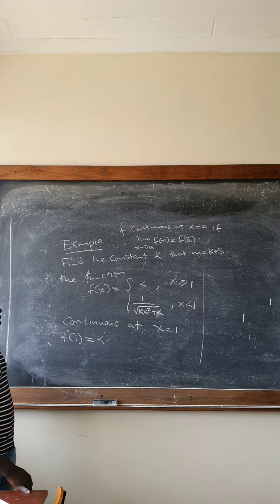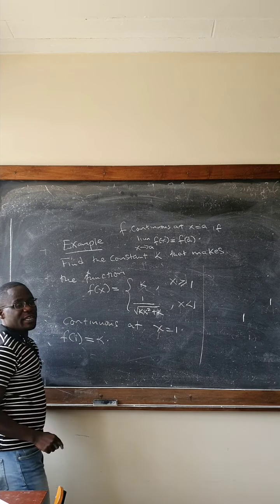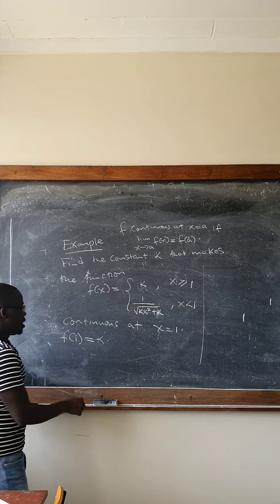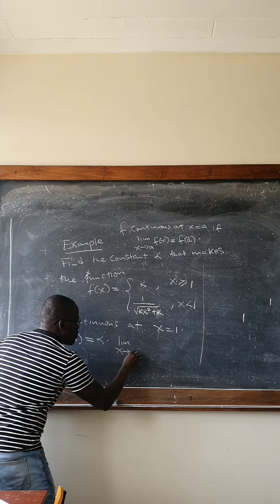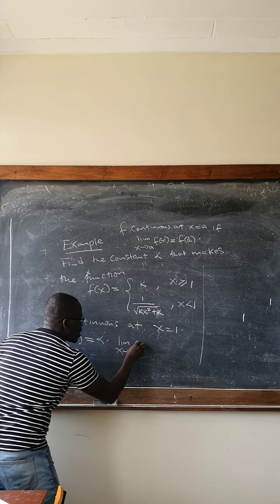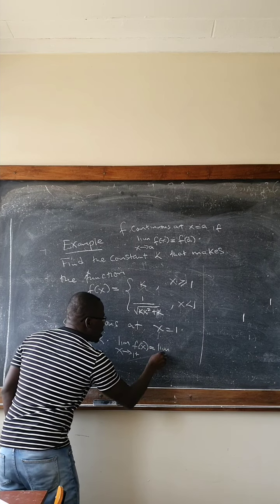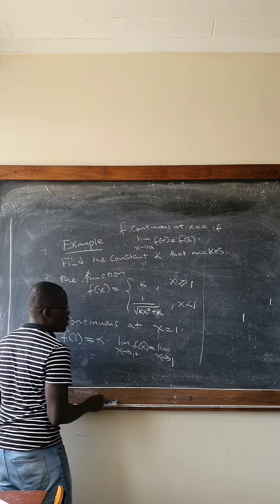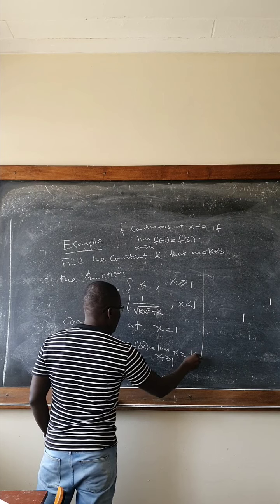Now, what is the limit of f as you approach from the right, and what is the limit as you approach 1 from the left? So we can say the limit as x tends to 1 plus of f of x is equal to the limit as x tends to 1 of k, and this is going to be equal to k.